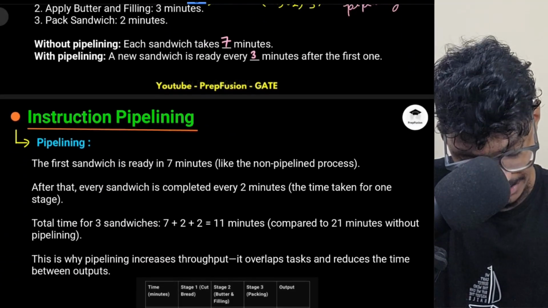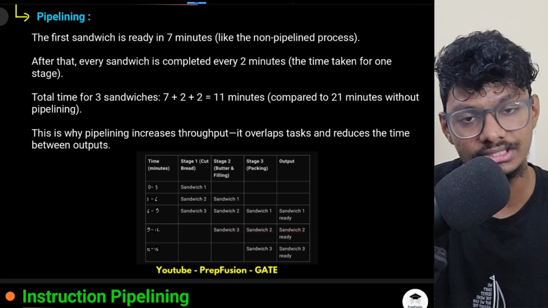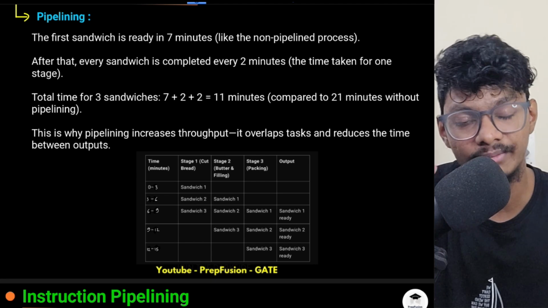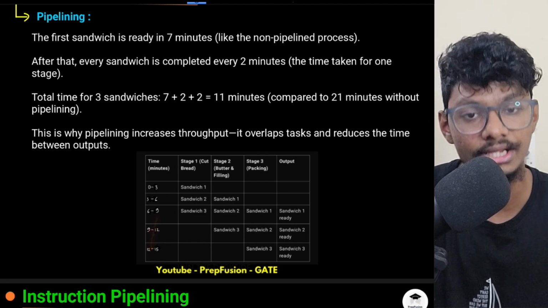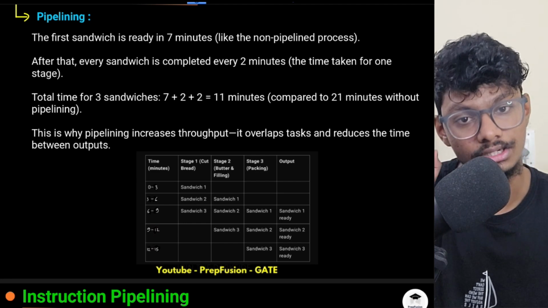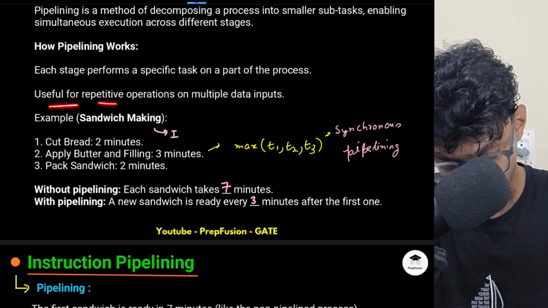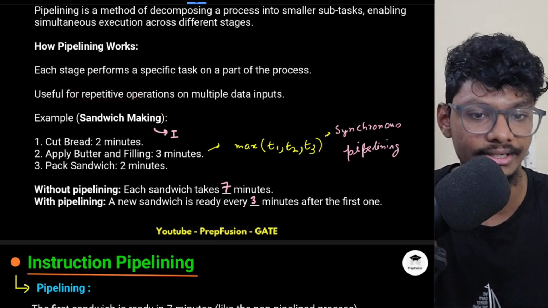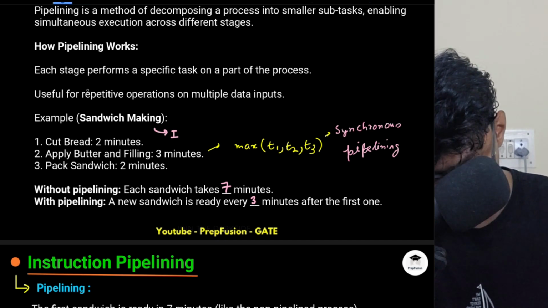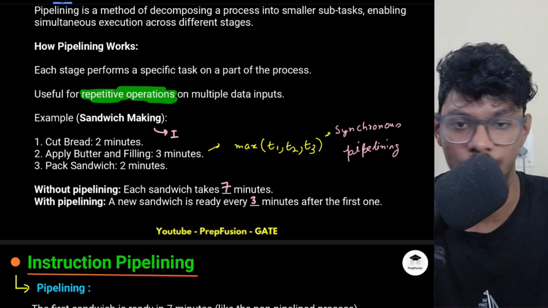Just like I'm making sandwiches, it is a repetitive task, so we can use pipelining there. Making 100 sandwiches will take me a very low amount of time, because after every clock cycle a new sandwich gets made. So that is where pipelining comes into the picture, useful for repetitive operations on multiple data inputs. This is the most important point, and I know you will forget it: pipelining is useful only for repetitive operations, not for everything.